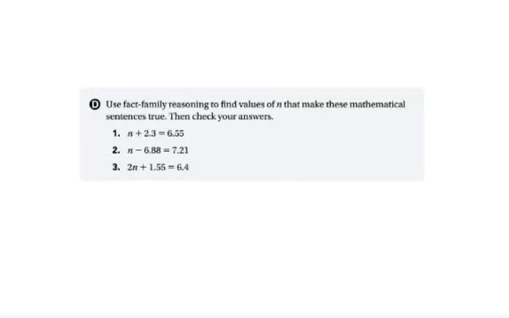All right, welcome back, part D here. So still focusing on fact families. It says use fact family reasoning to find values of n that make these mathematical sentences true. Then check your answers. Number 1, you have n plus 2.3 is equal to 6.55, or 6 and 55 hundredths. So we have to figure out what the value of n is. Use your reasoning of fact families to figure out what your value of n is.